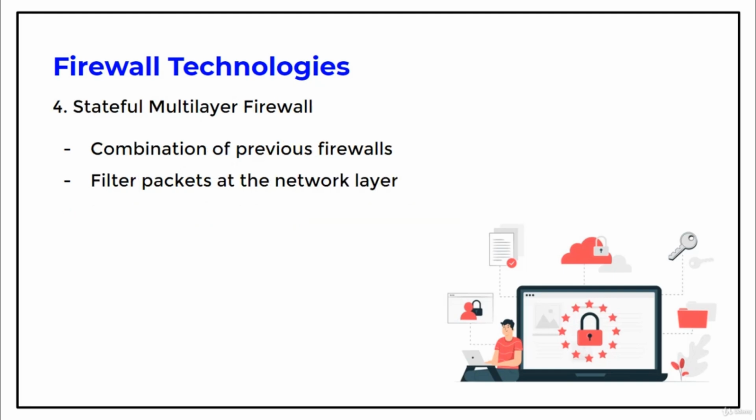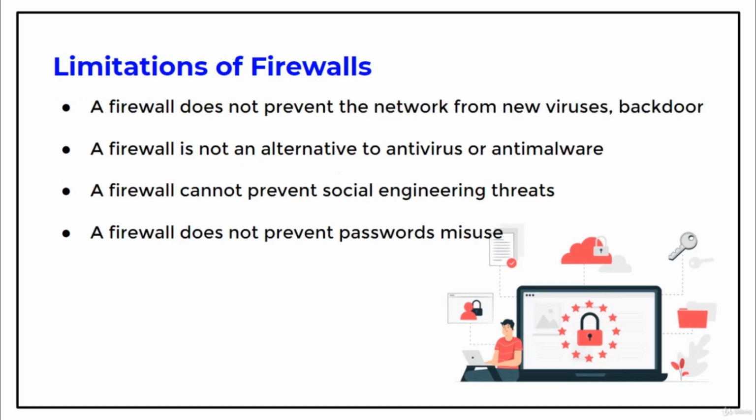And the last is stateful inspection firewall. It is also known as dynamic packet filters, and it keeps track of the state of the active connections and uses a combination of the previous firewalls. That is, it can be a combination of circuit gateway or an application gateway. So these are the firewall technologies. These are not the firewall types, but these are the firewall technologies.